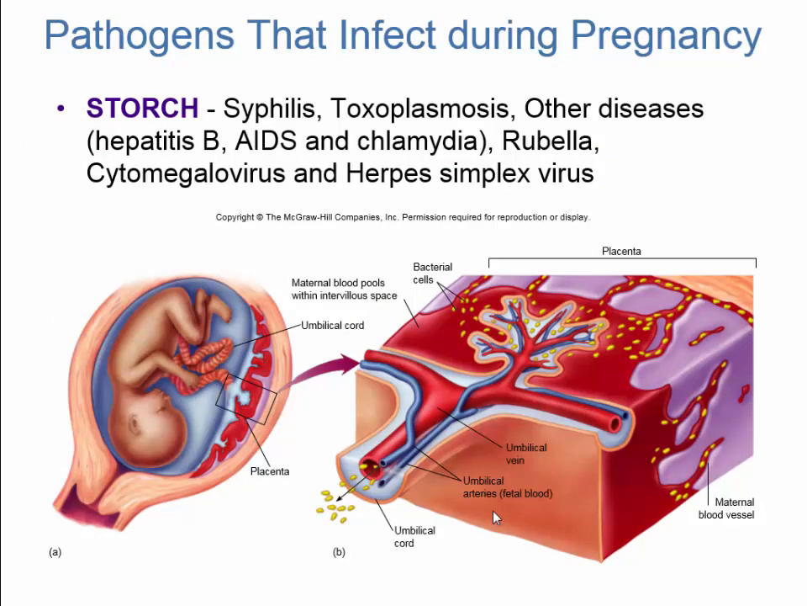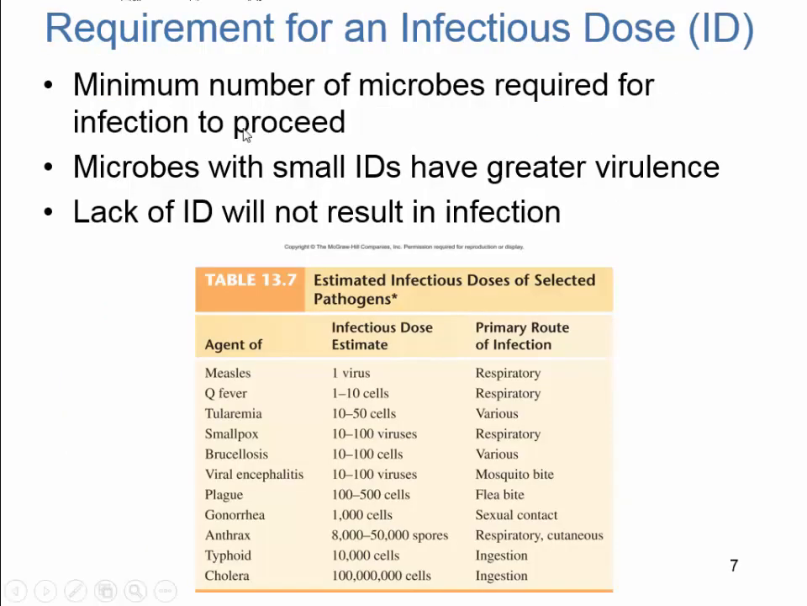Pathogens that infect patients during pregnancy are represented by the acronym STORCH. That begins with syphilis, toxoplasmosis, other diseases which are hepatitis B, AIDS, or chlamydia, rubella, cytomegalovirus, and herpes simplex virus. These are common infections that happen to manifest during pregnancy and are of greater concern to a pregnant mother and their child. For us to have an infection, you must reach the minimum infectious dose.